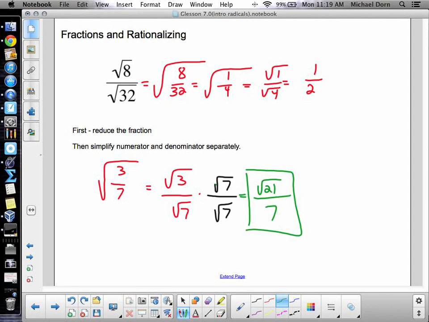Now notice I can't reduce the 21 and the 7. This is under a radical. This is outside a radical. They do not reduce and cancel with each other. They don't associate with each other, the ones that are inside and the ones that are outside.